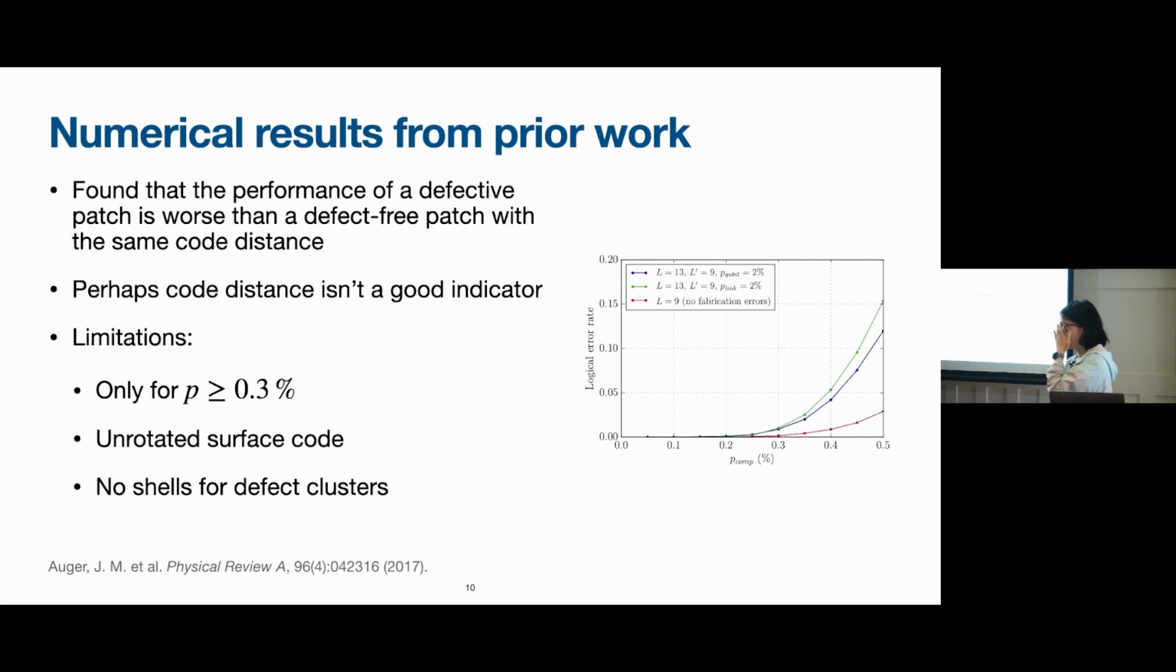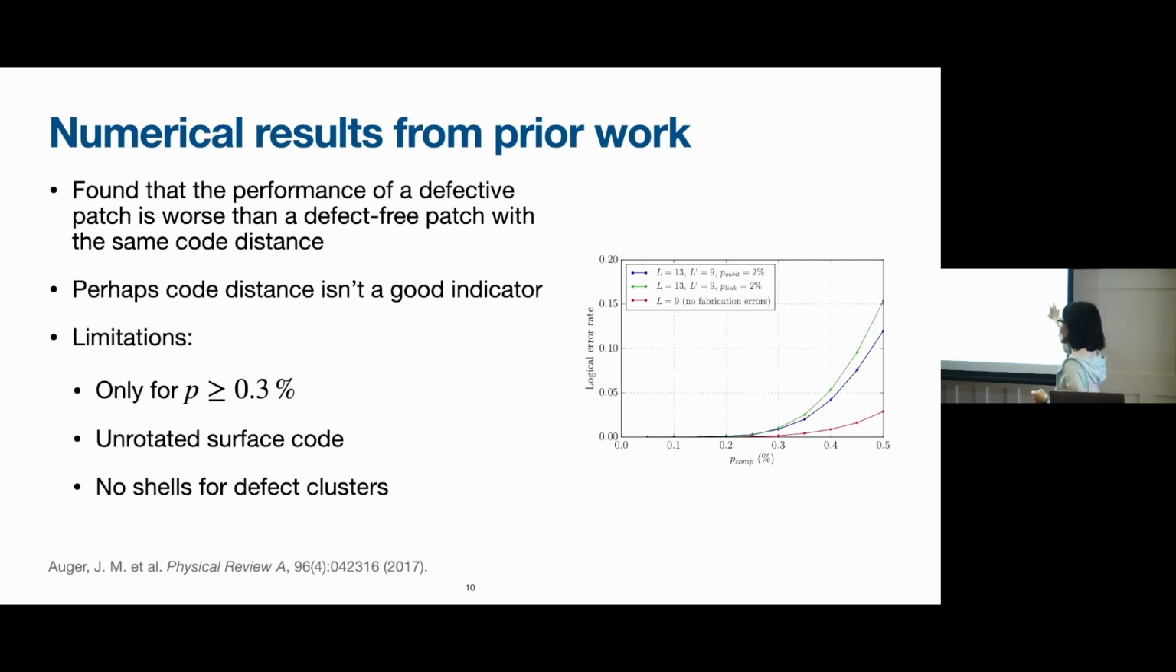So then we can try to identify the indicators for the performance of those defective patches. And actually, one of the prior works does have some numerical results. What they found is that the performance of a defective patch is worse than a defect-free patch with the same code distance. You might find this to be very natural, but let me emphasize that the code distance of a defective patch is actually smaller than the width of the lattice that you use to encode it.